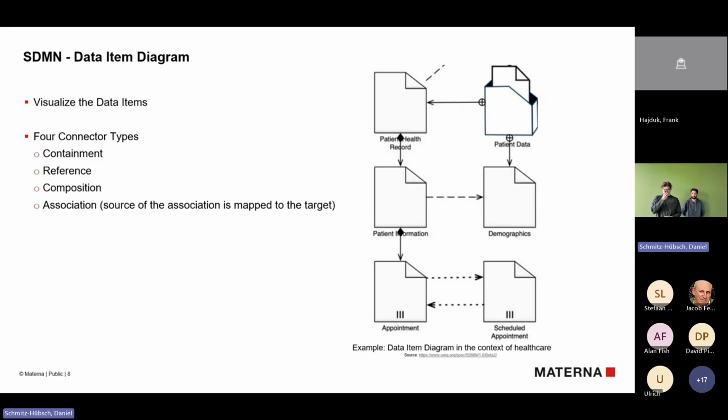Composition is a common term. Inside this diagram, we see the patient information has a list of appointments. And this composition means that if we delete the patient information, also his appointments are deleted. At last, we have an association. Association is kind of like a mapping between a source and a target. In this diagram, we have it at the bottom between appointment and scheduled appointment. This just means that we have an expression to map an appointment to a scheduled appointment and backwards.